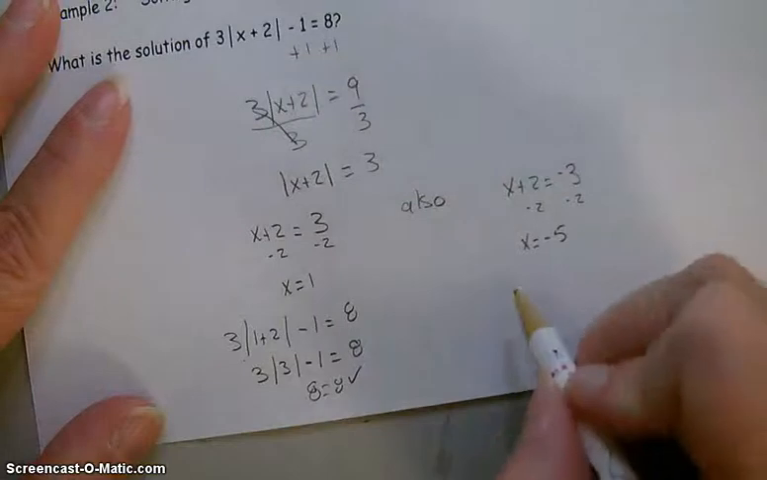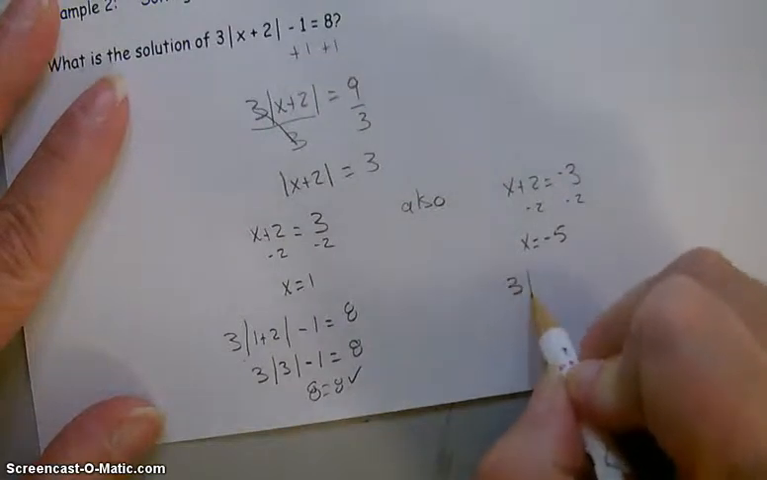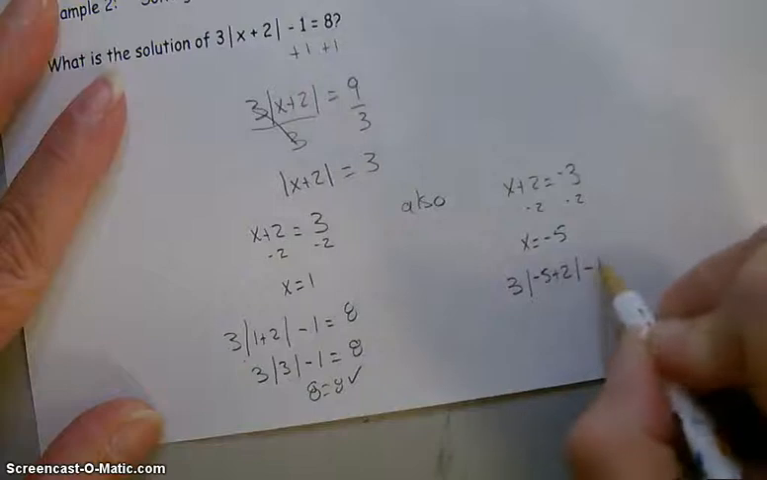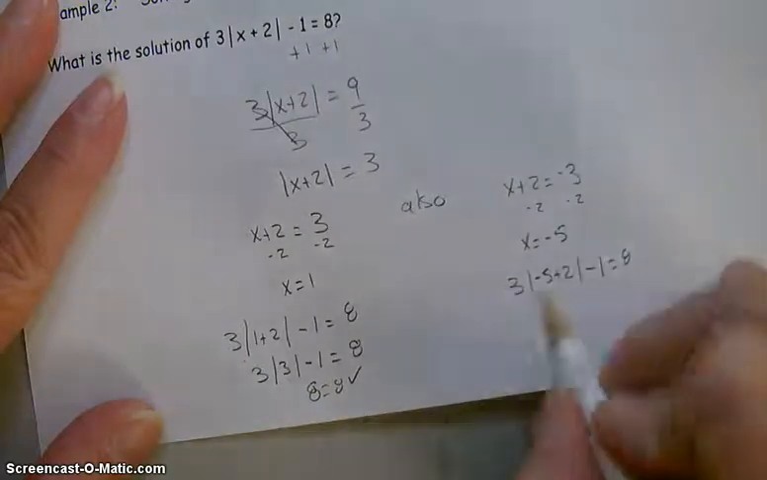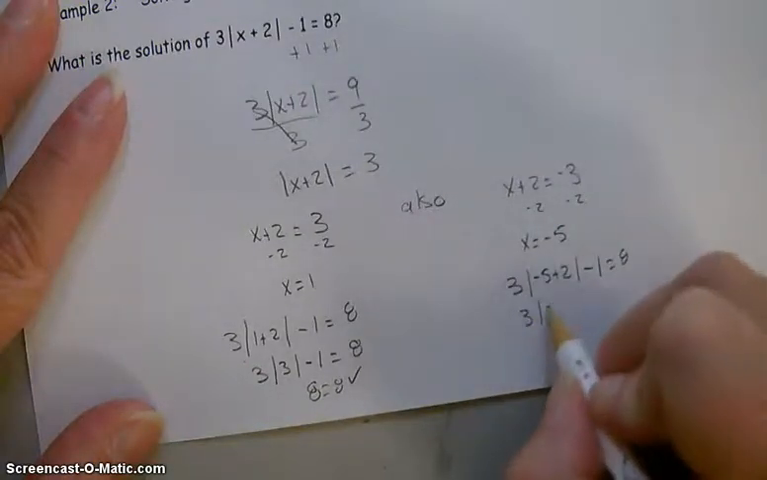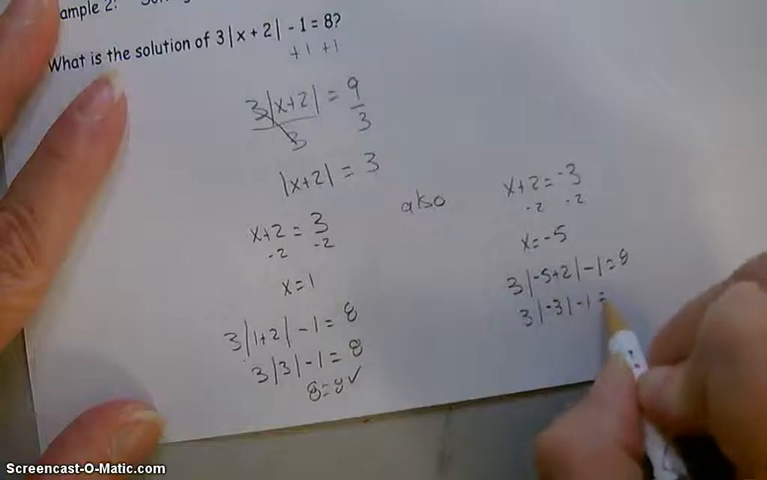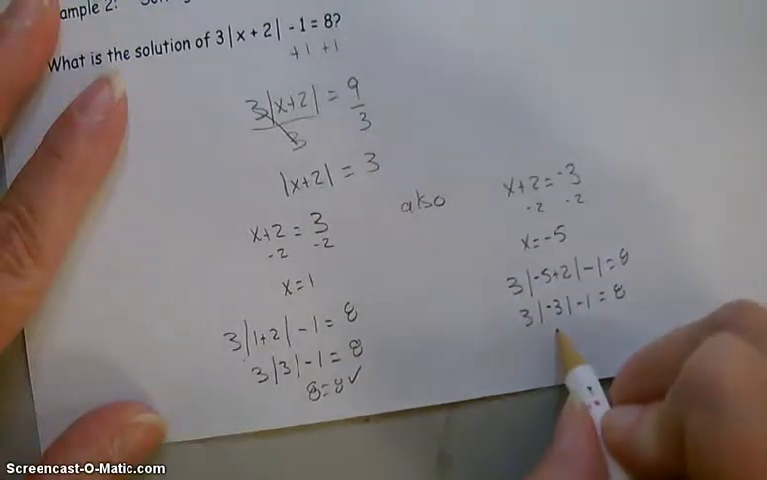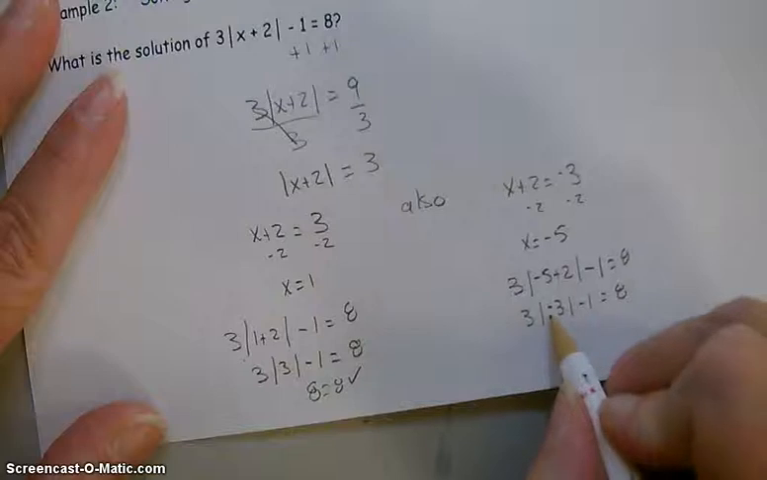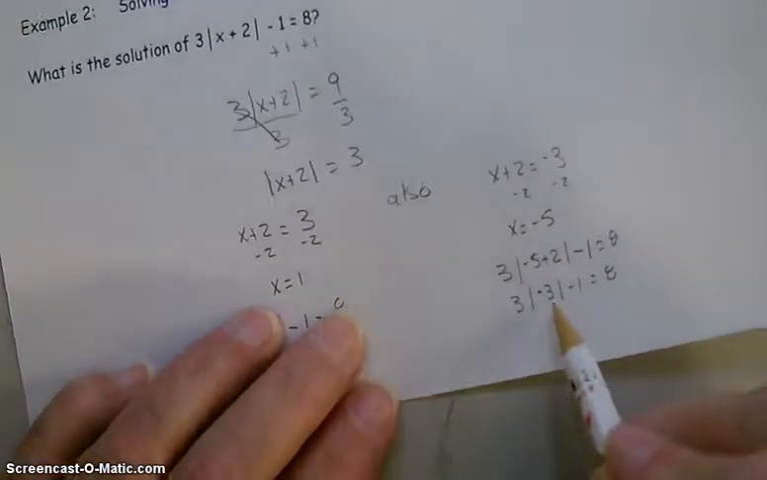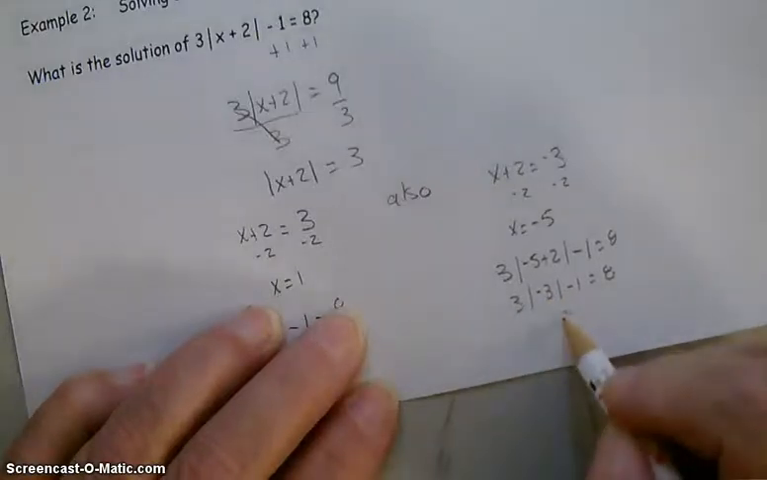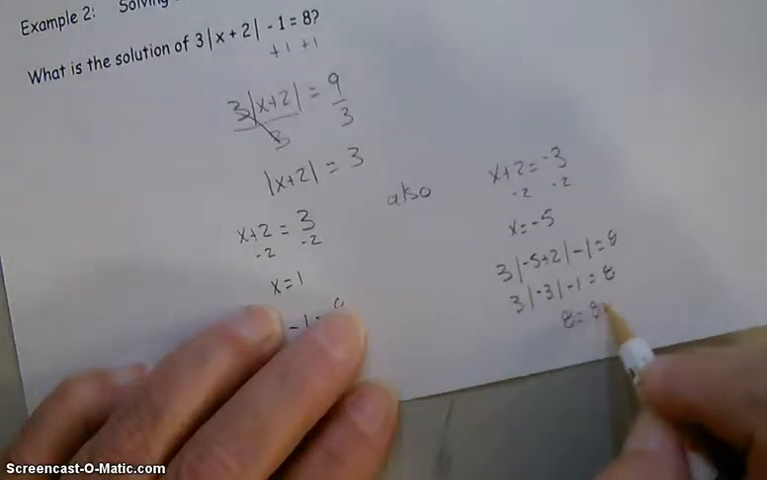I do the same thing here. I have 3 times the absolute value of negative 5 plus 2 minus 1 equals 8. So I have 3 times the absolute value of negative 3 minus 1 equals 8. So the absolute value of negative 3 is 3, so 3 times 3 is 9 minus 1 is 8, so 8 equals 8, and that's a check.